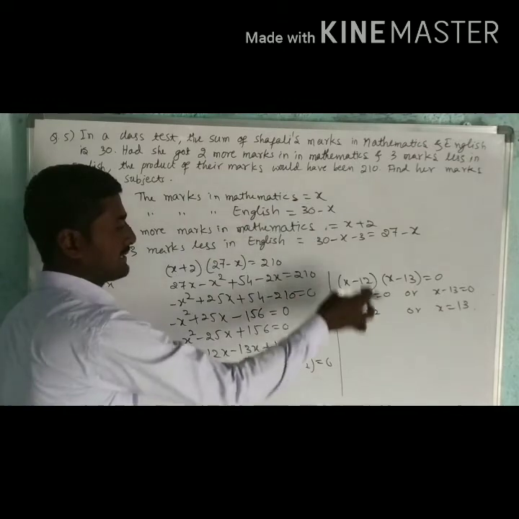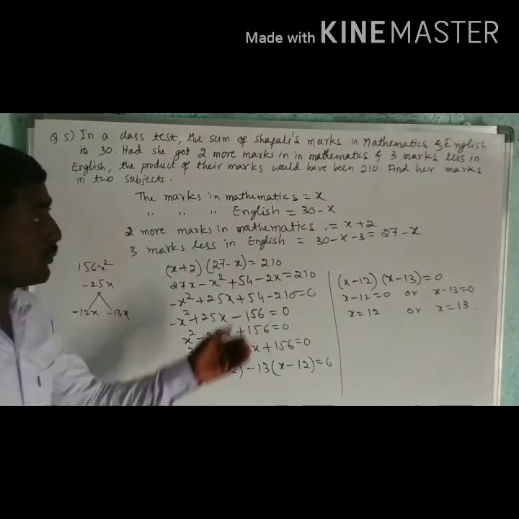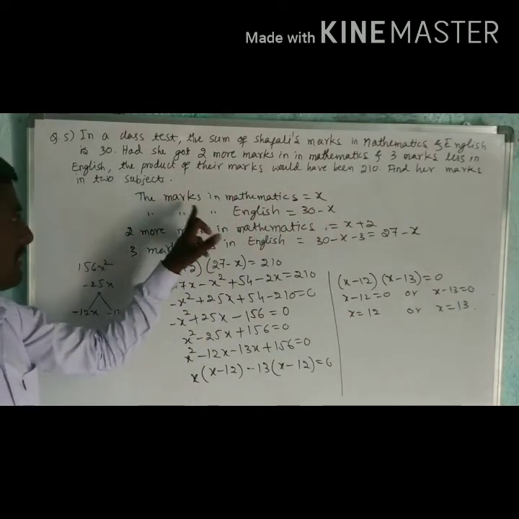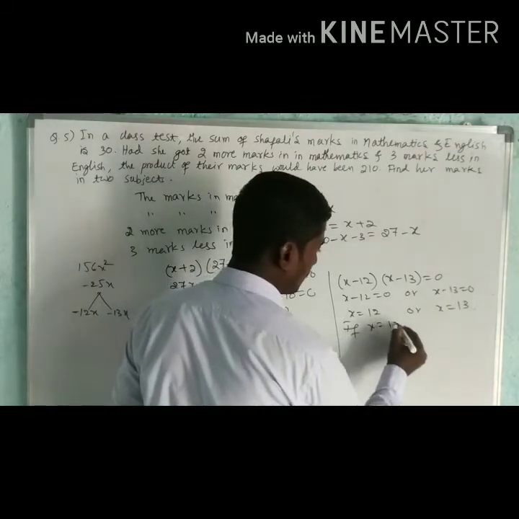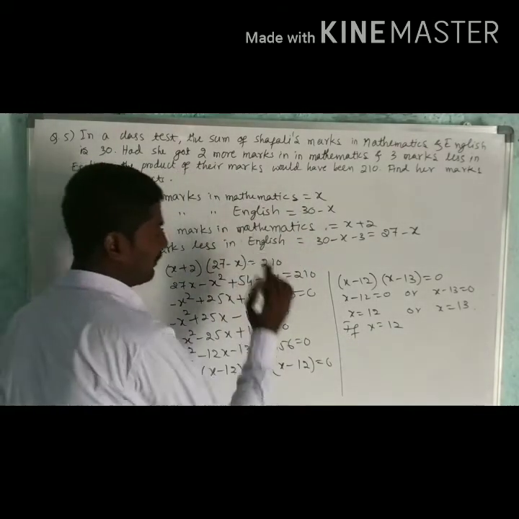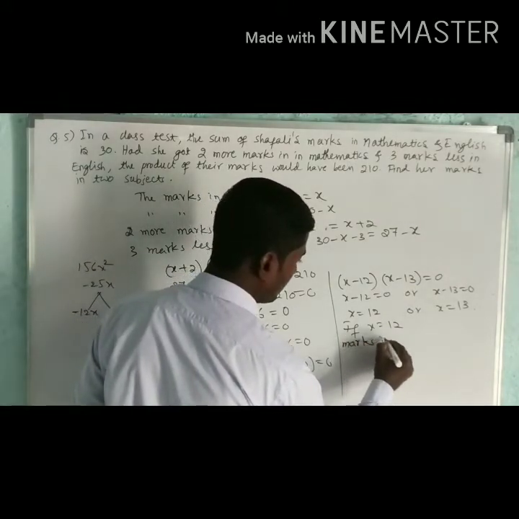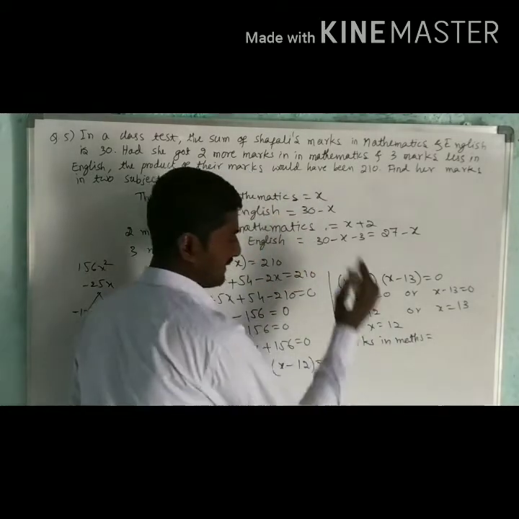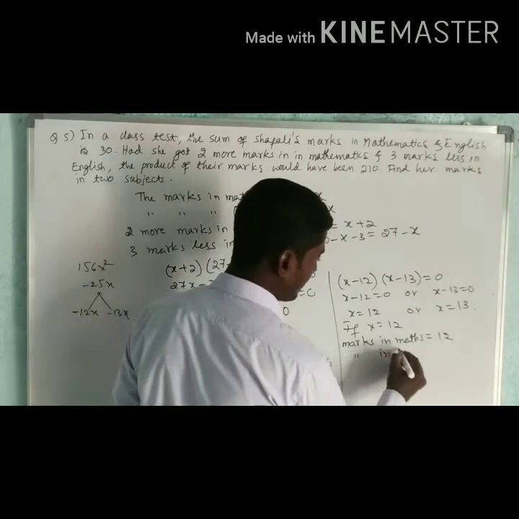If x is 12, then we have to find the marks in English. We have to find the marks in two subjects. First I will take x equal to 12. Now the marks in mathematics, marks in maths is equal to x. x is nothing but 12. Now marks in English.